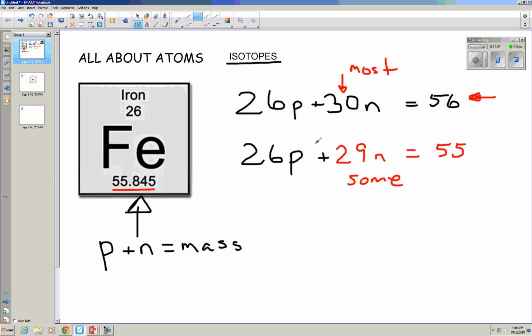These things are both iron. They're what we call isotopes. Isotopes will always have the same number of protons, but they'll always have different numbers of neutrons. We're going to go into more detail on isotopes in another lecture because there's a way you write isotopes, and isotopes kind of do weird things. They can be radioactive, which is kind of cool.